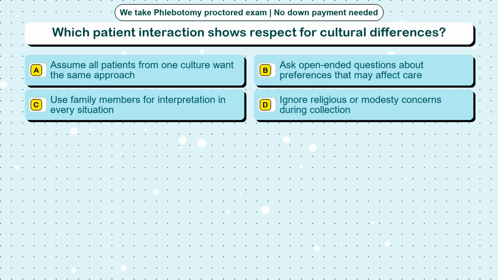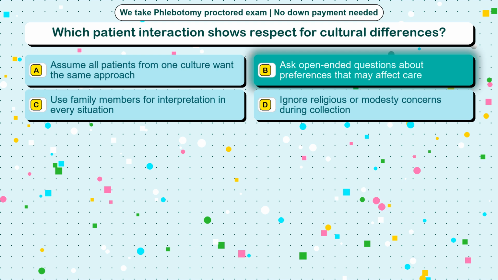Question 25. Which patient interaction shows respect for cultural differences? Option A, assume all patients from one culture want the same approach. Option B, ask open-ended questions about preferences that may affect care. Option C, use family members for interpretation in every situation. Option D, ignore religious or modesty concerns during collection.